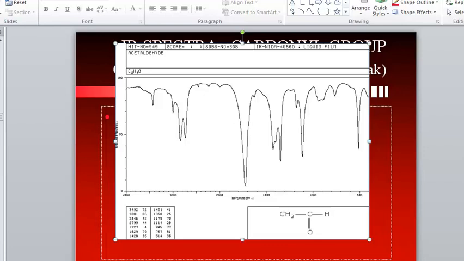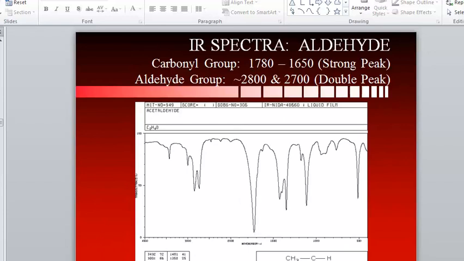What type of carbonyl do I have? Well, the only one that I know right now is the aldehyde. So is this thing an aldehyde? And the answer is yes, because I see a double dip that happens here, around 2800, and that one's around 2700. And because those double dips are present, I have a very good feeling that this is an aldehyde functional group. All right, so let's take a look at another example.